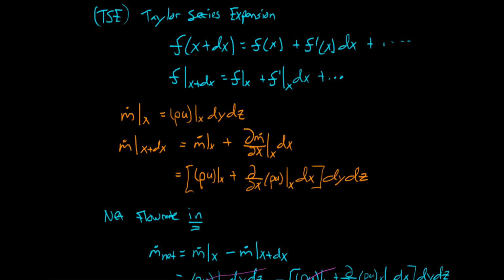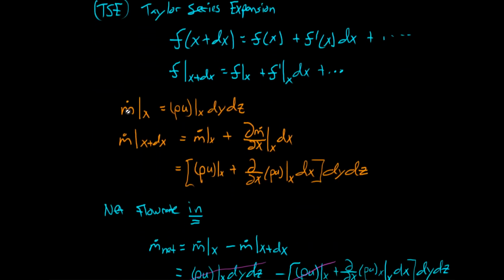All right, so I copied this down here again so we wouldn't be flipping back and forth a lot. M dot at x looks like rho u evaluated at x times dy dz. M dot at x plus dx looks like m dot at x, that's the f of x here, plus the derivative with respect to x times dx, so dm dot dx evaluated at x times dx. That's what this is here.